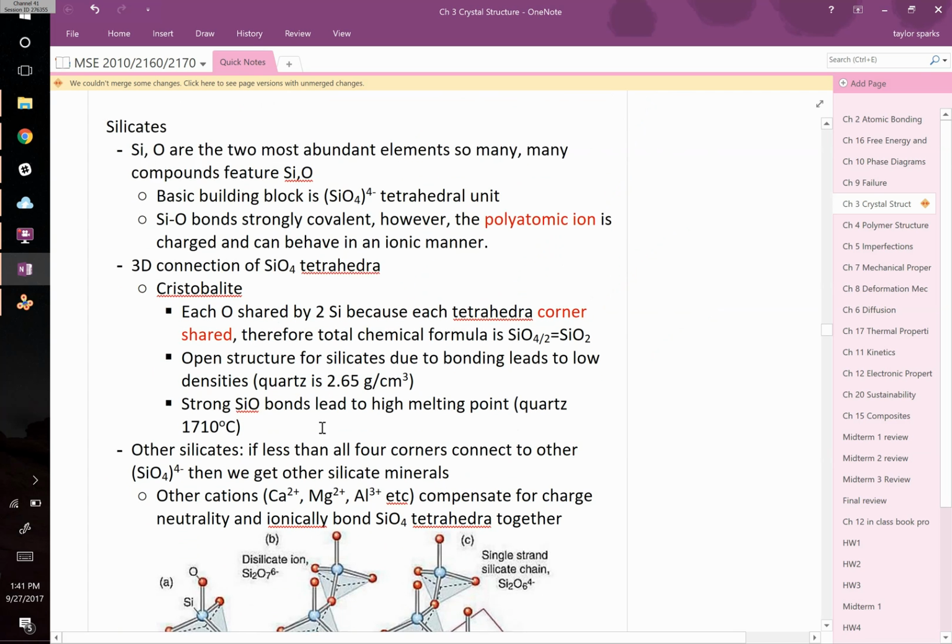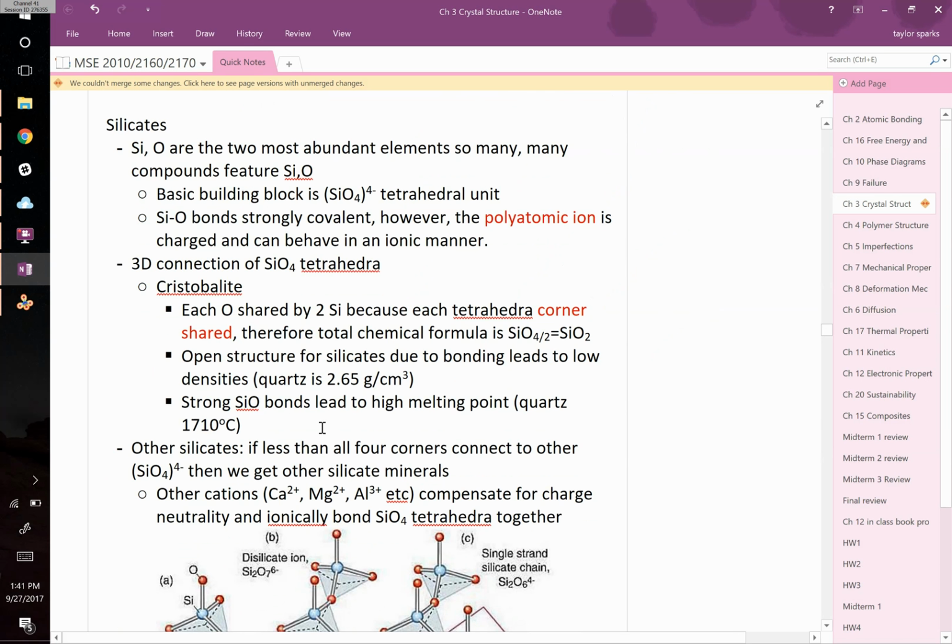Okay, then the last thing we're going to cover today in the last 5 minutes is silicates. Silicon is one of the most abundant elements on this planet, so it's not surprising that if you go outside right now and grab a handful of dirt, a ton of that is going to be silicon or silicates, right? It's not going to be the metal silicon. It's going to be silicon bonded to oxygen, right?